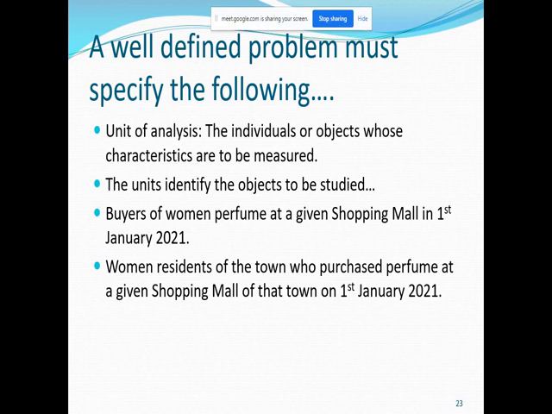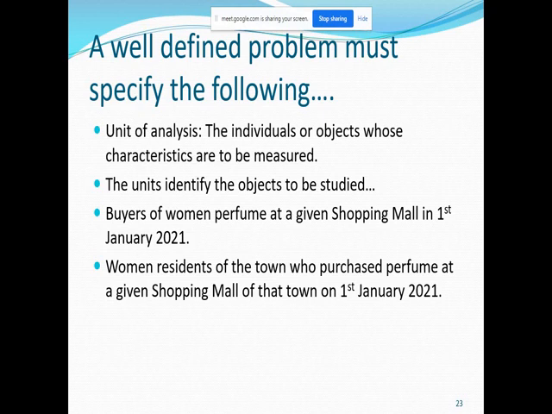So no, I think in the first maybe gents also, boys also. Yeah, in the first one you see buyers of women perfume at a given shopping mall on 1st January 2021. Those who are buying women perfume probably want to give a gift to someone, a woman friend maybe. And in this first example, there may be men who are actually doing the purchase as well, because the purchase is about women perfume, so we may assume that women perfume is sprayed on women only.